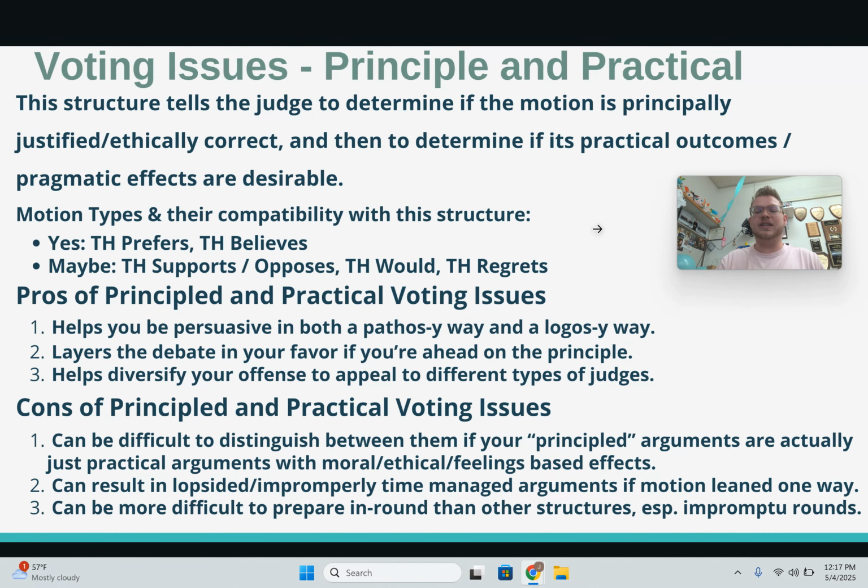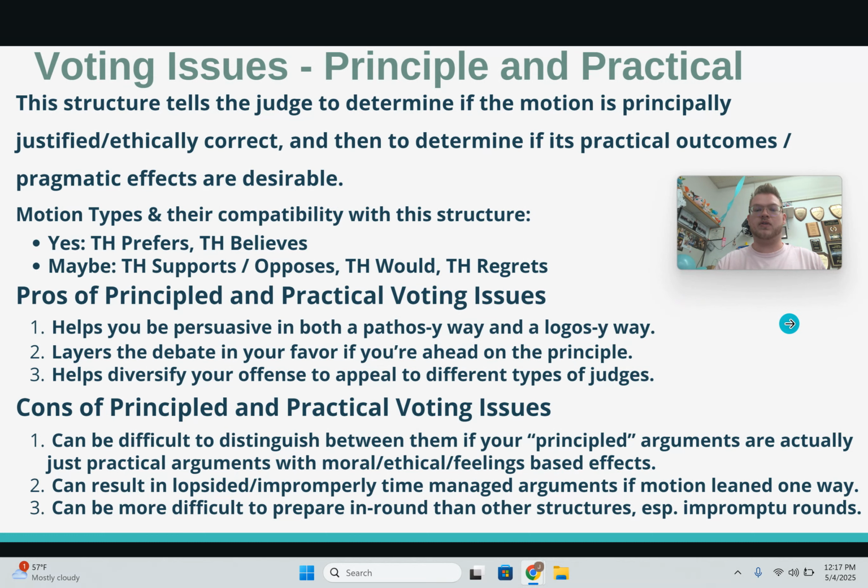And it can also be really difficult to prepare in round than other structures, especially impromptu rounds, because you don't really know what your opponent's principles are going to be, or how they're going to respond to your principle, or which side of the practical debate you want to talk about, because usually the practical gets more attention, so condensing that to just one voting issue can be hard.